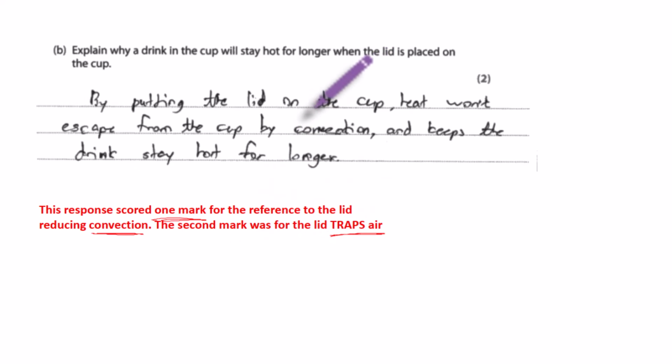So whenever you're using a lid and whenever you talk about, let's say, wool, so how is wool very good at keeping you warm? Because it traps lots of air, which reduces heat loss through convection. That's why you use woolen sweaters.